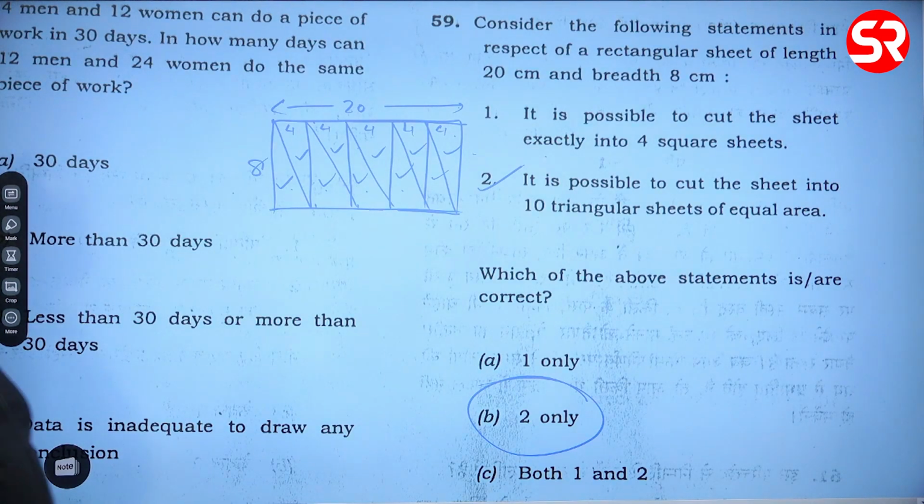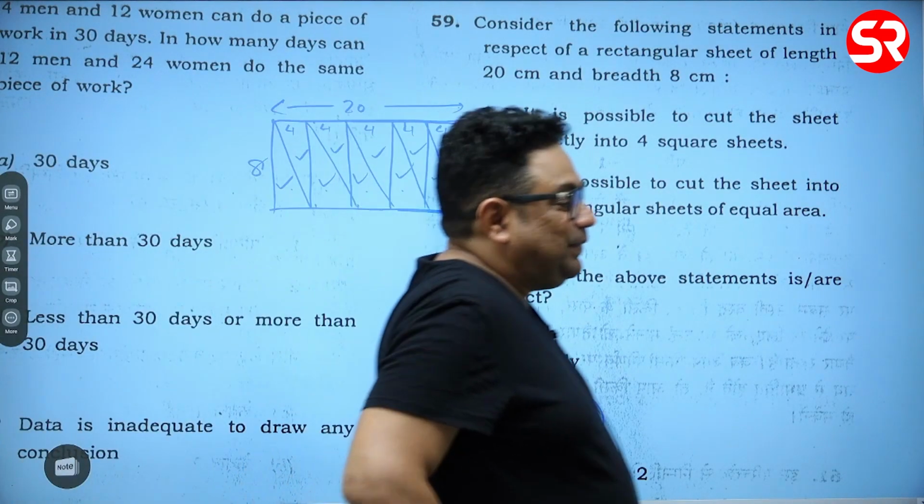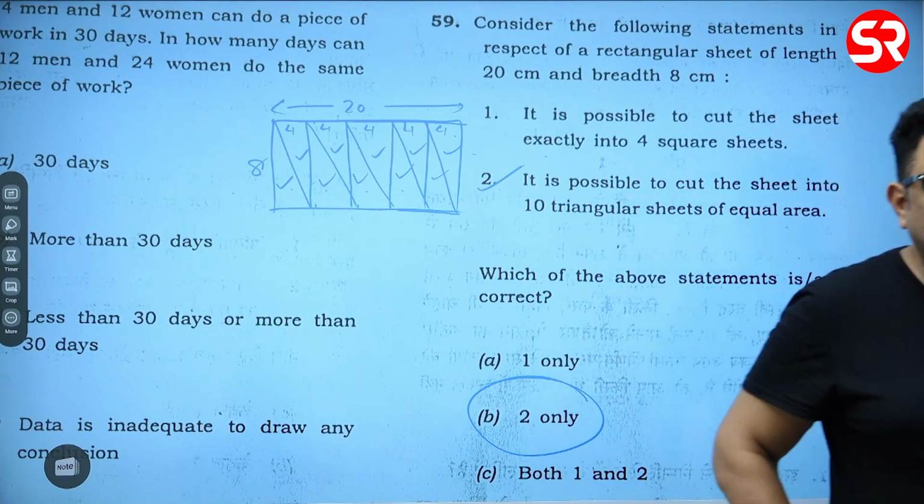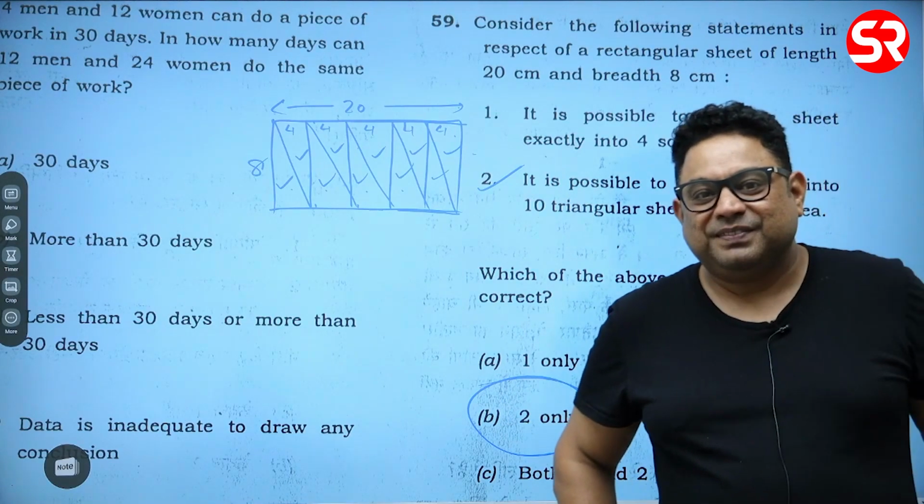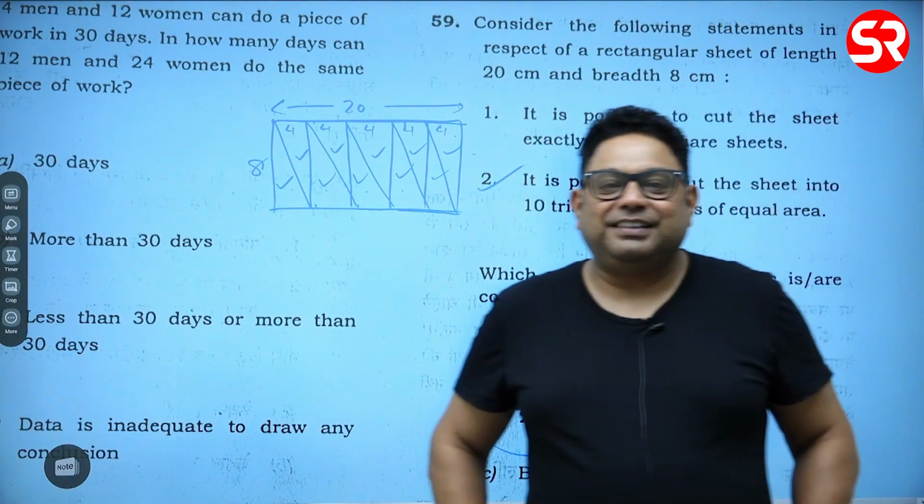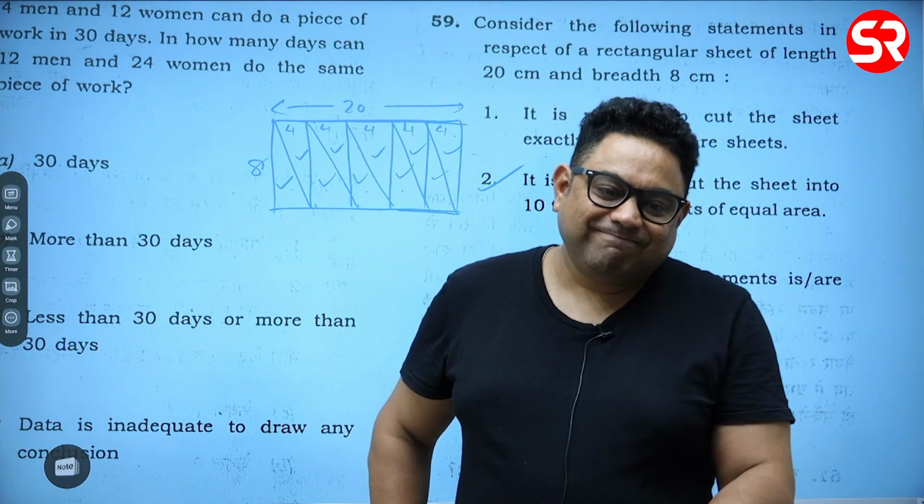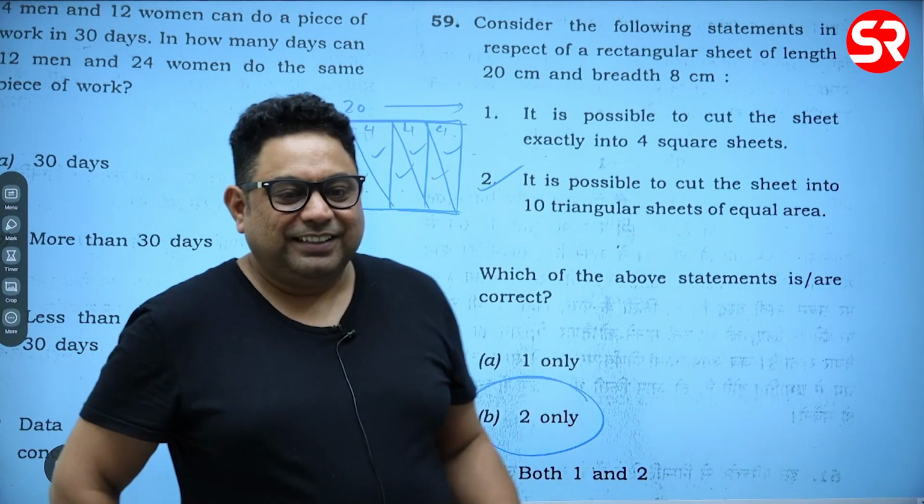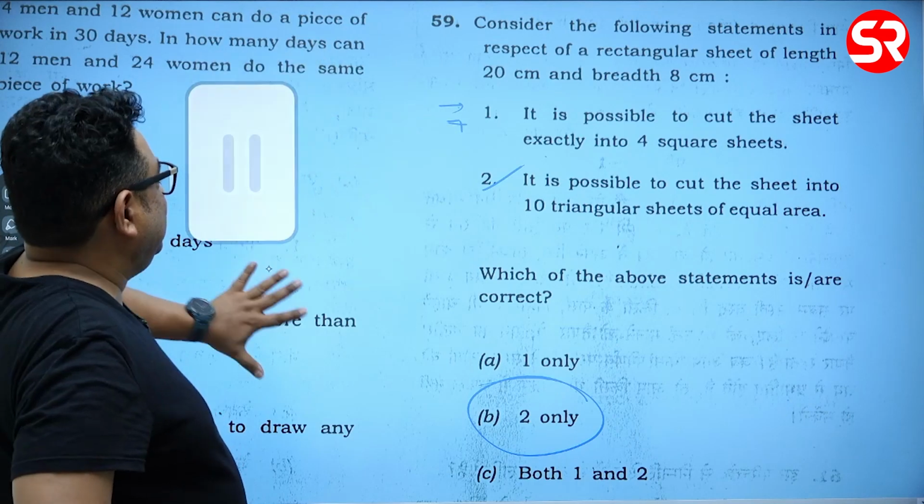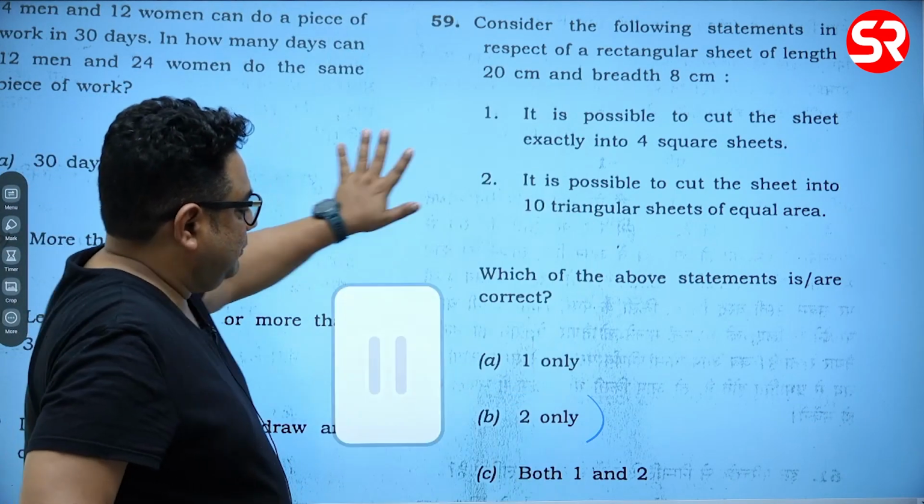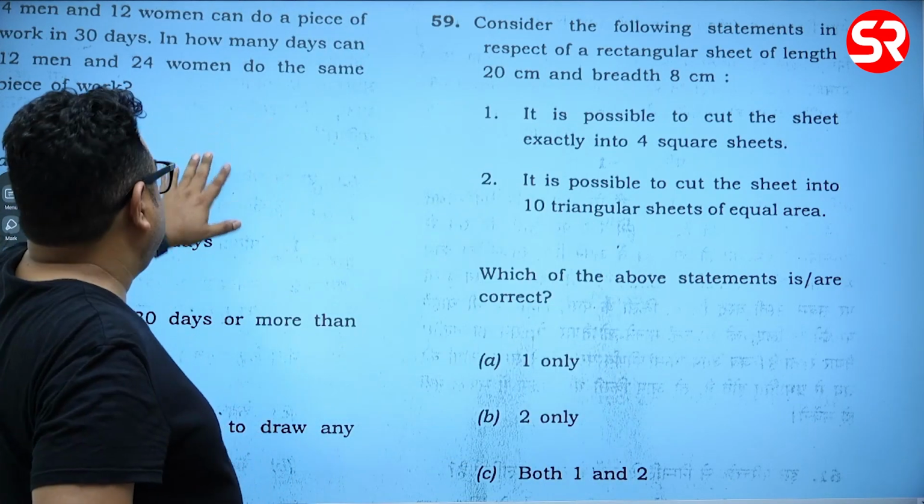Tell me, haven't we done the properties of diagonals? A diagonal of a rectangle divides a rectangle into two equal areas. You should have done it. Good. That is an amazing question. Right. Let's see the next one.